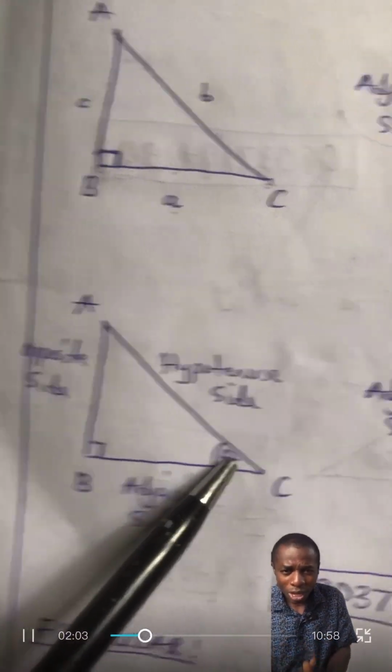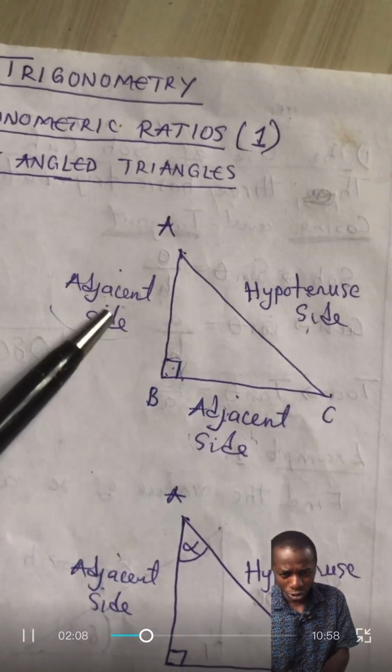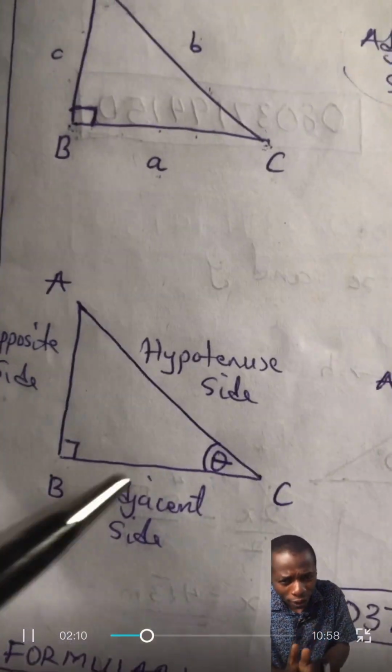So here under Pythagoras theorem we only focus on the hypotenuse. The square of the hypotenuse is equal to the square of the adjacent side plus the square of the second adjacent side. So you discover that the hypotenuse side happens to be the subject of the formula.